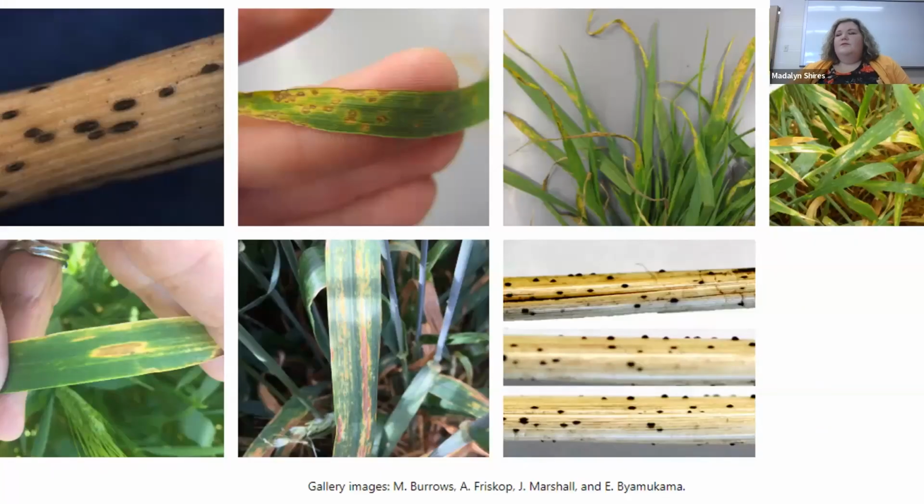Here's some more examples of tan spot. As you can see really well, these are some of the leaf symptoms you'll see. These are actually the fruiting structures that will develop on the stems of the wheat and produce more tan spot spores, and so more inoculum in the field to cause more disease.